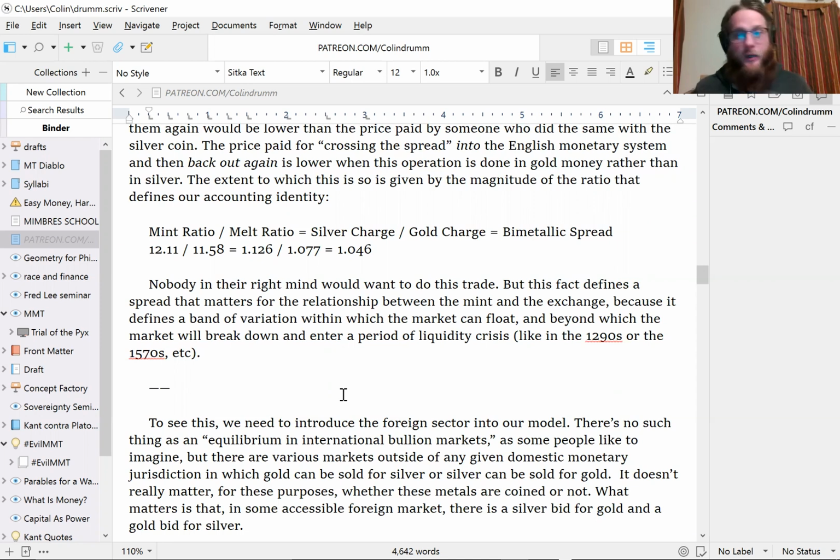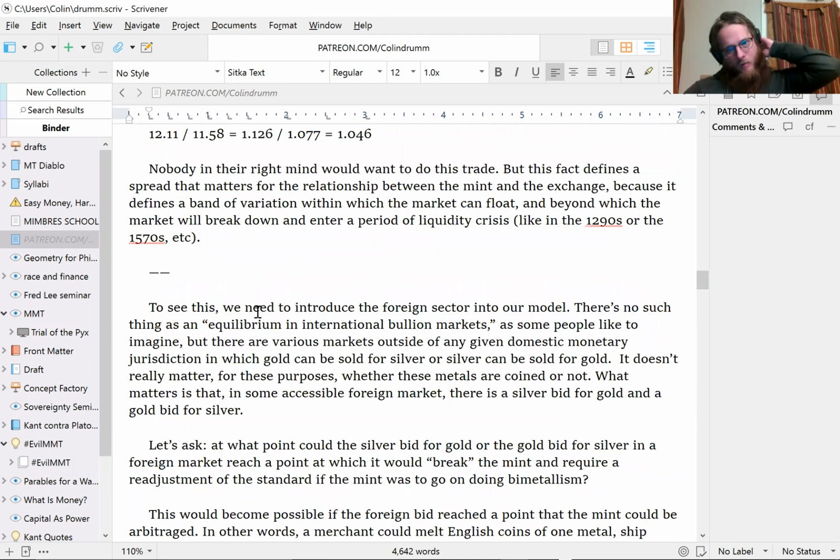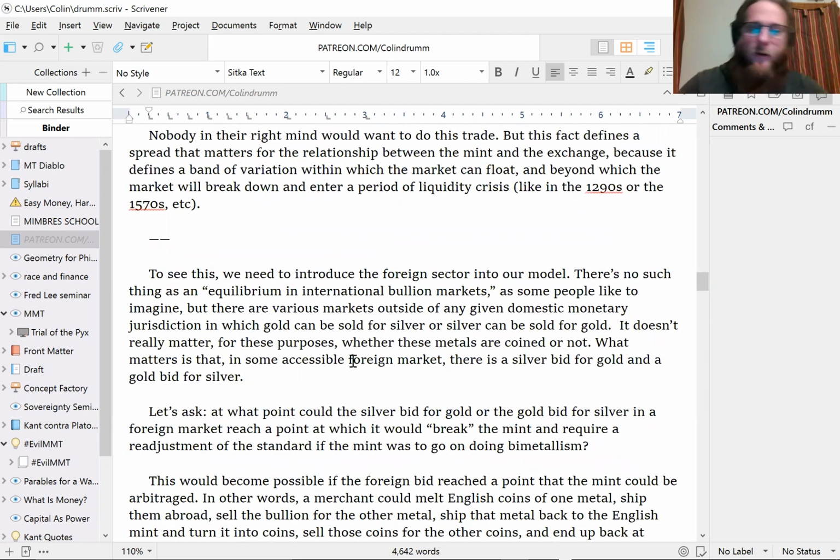Usually debasements are what John Munro calls defensive debasements. They're trying to change the mint policy stance in order to move the sweet spot, to move the boundary conditions, in order to fix the market. Which is, of course, what the Fed does when it changes policy rates. The plumbing of the system is constructed differently, but there are some important similarities. Okay, so in order to see why this is so, we need to introduce the foreign sector into our model.